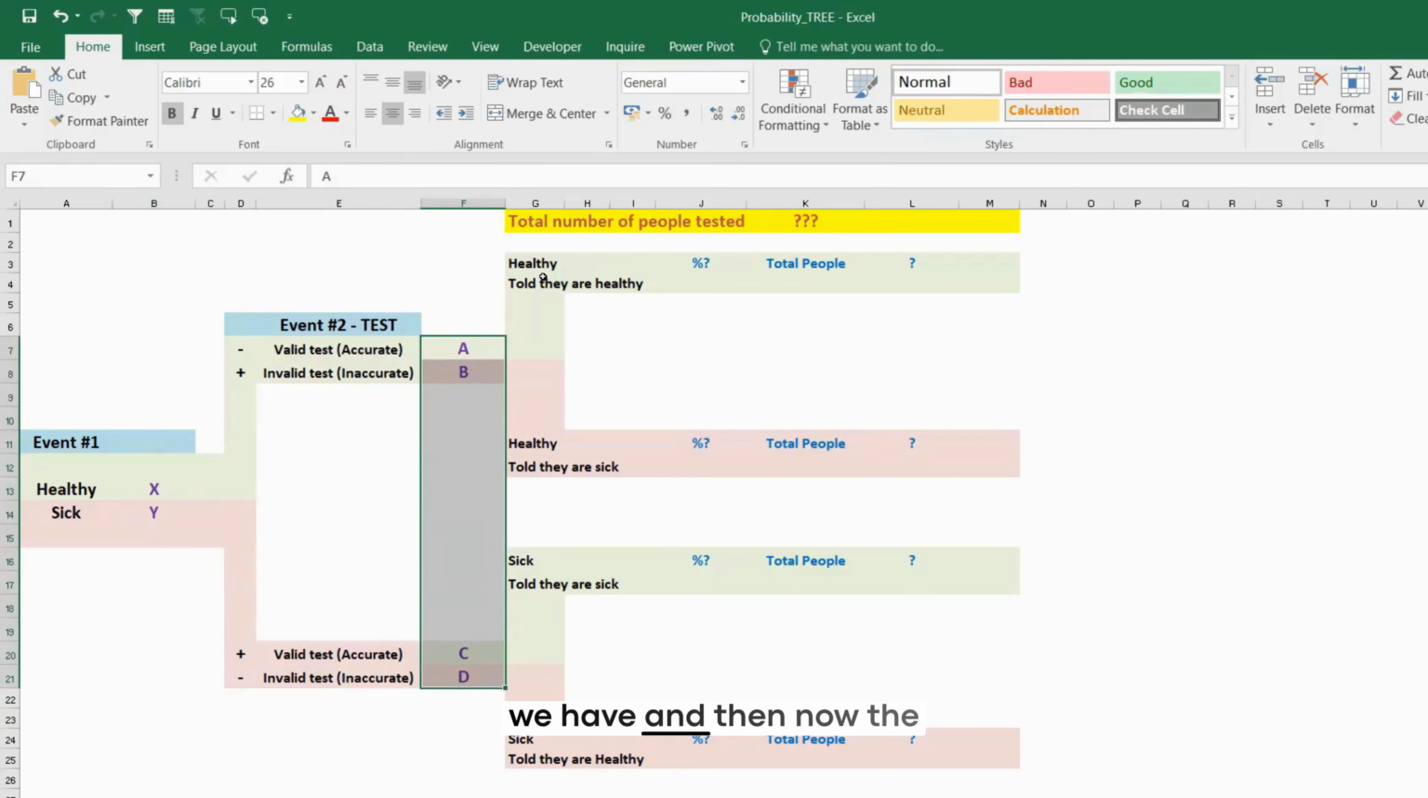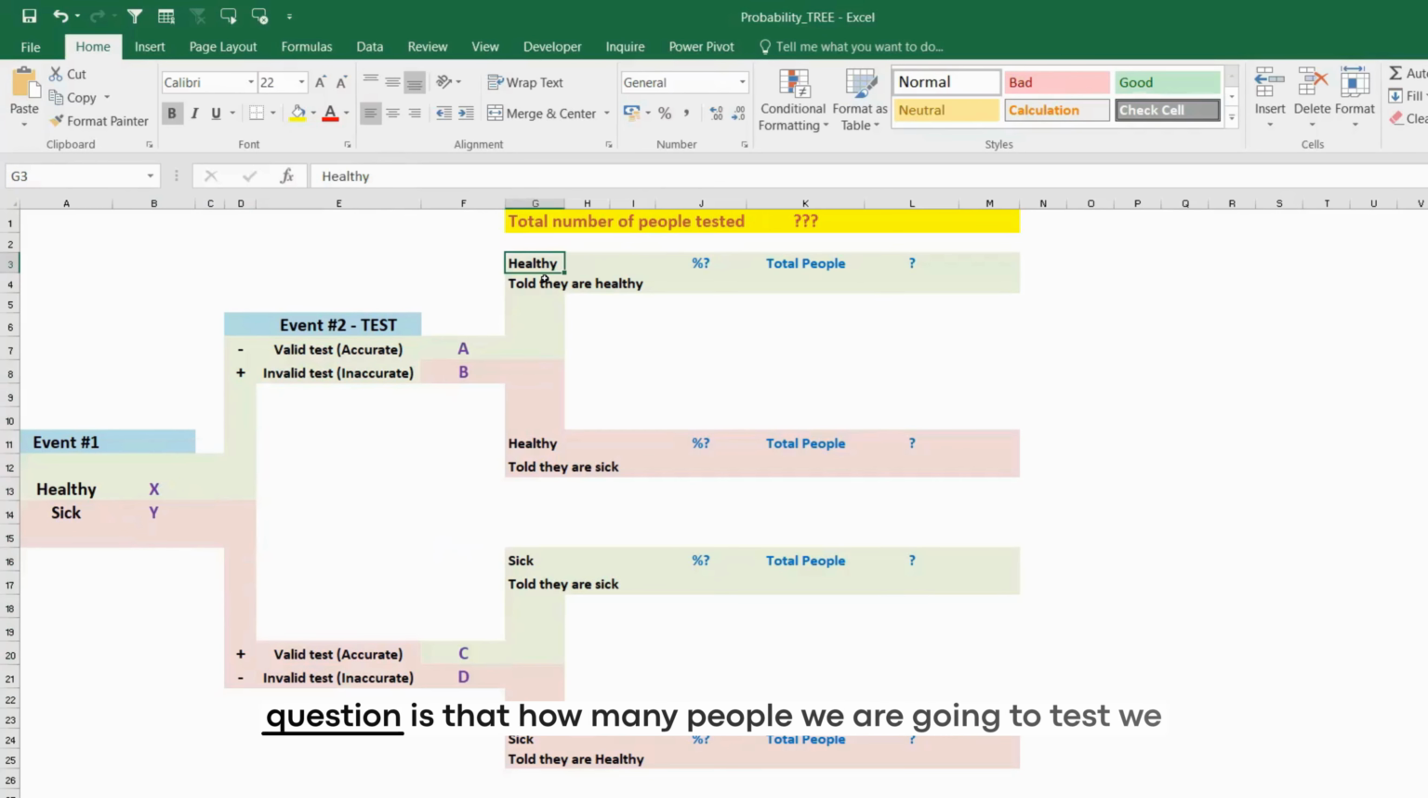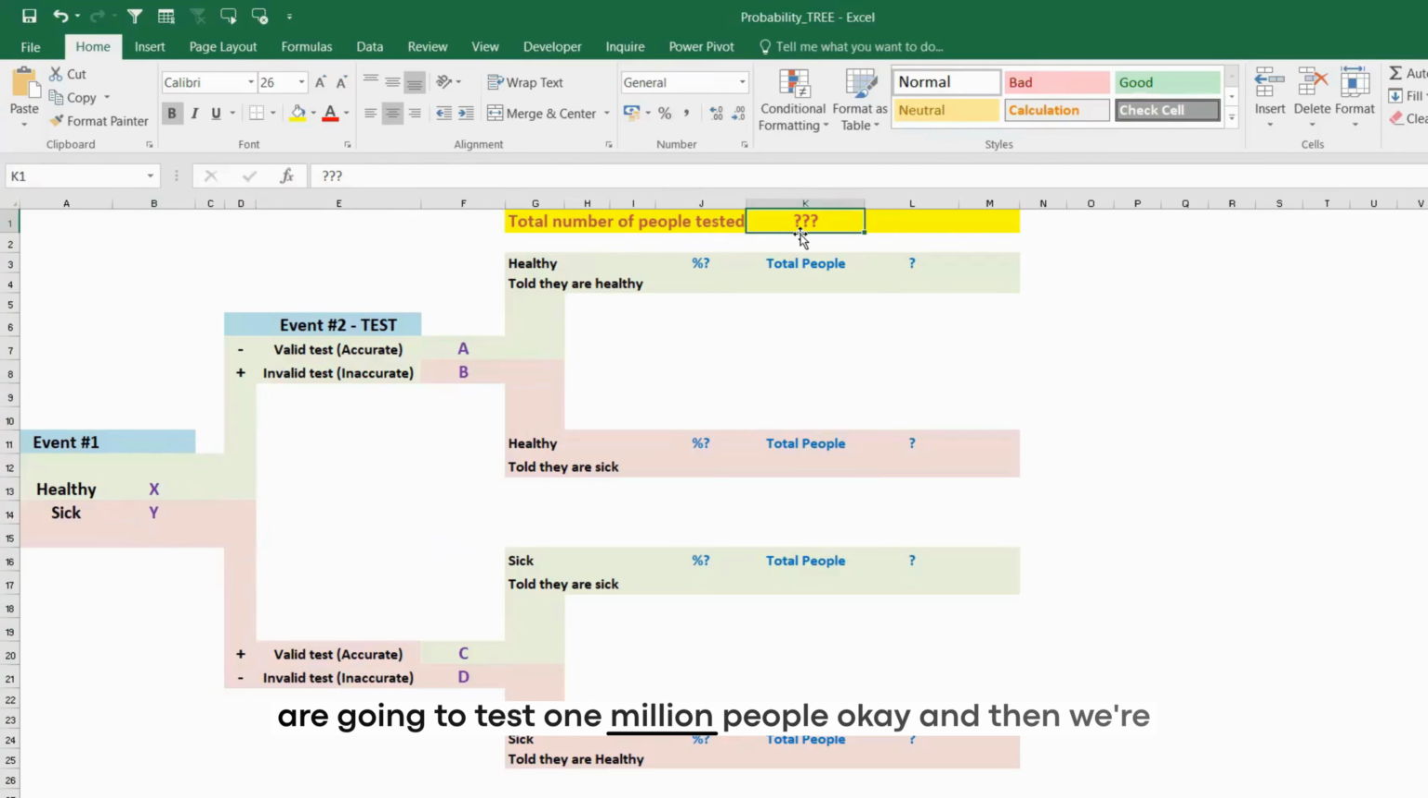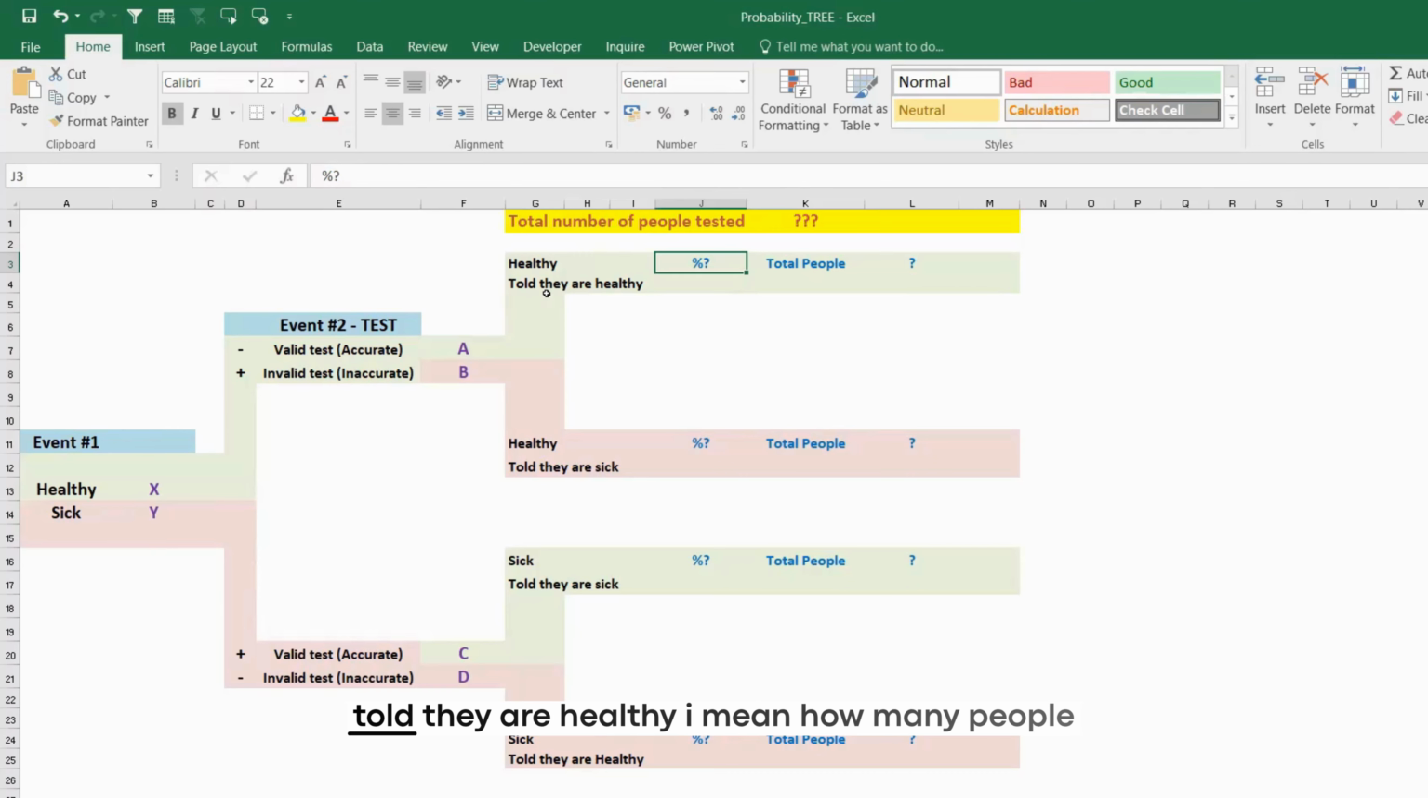Okay. And then now the question is how many people we are going to test? We are going to test 1 million people. And then we're going to find out how many people are healthy and told they are healthy, in terms of percentage and in terms of number, and then how many sick people they told is sick, and what the incorrect report is, right? So that's what we are going to do.